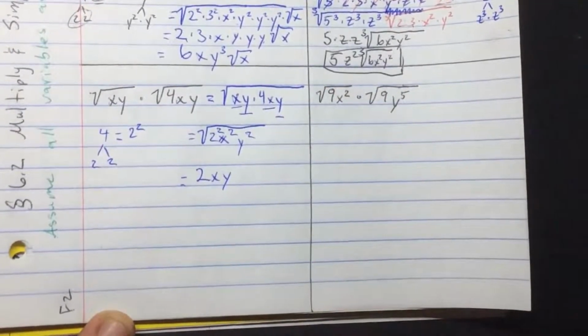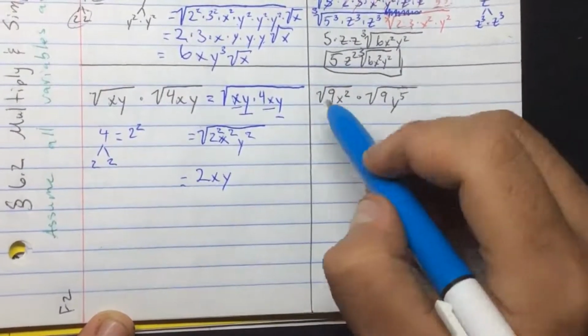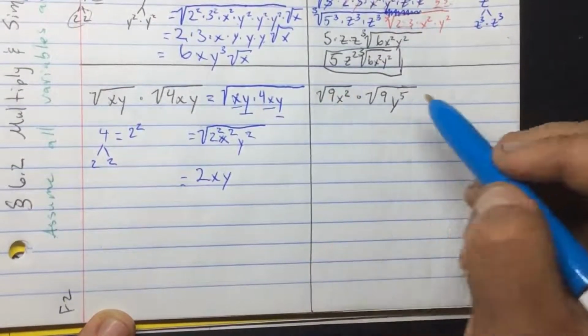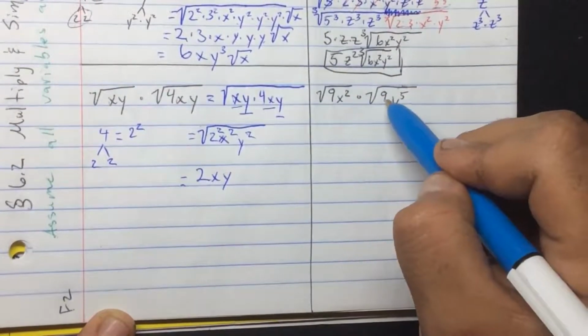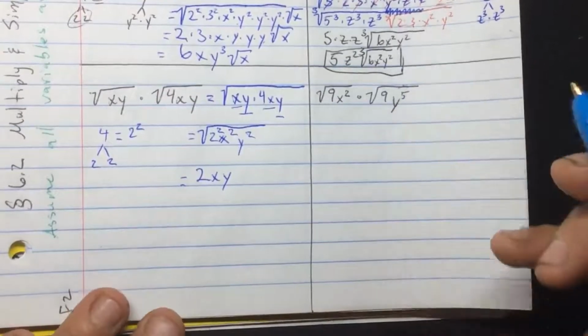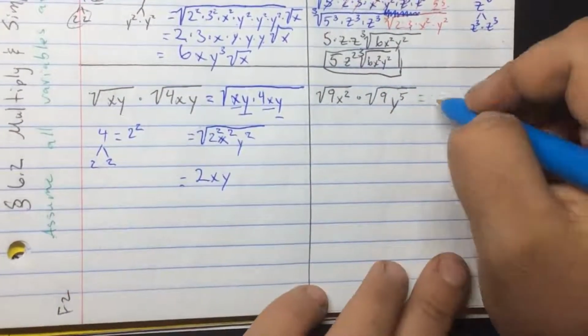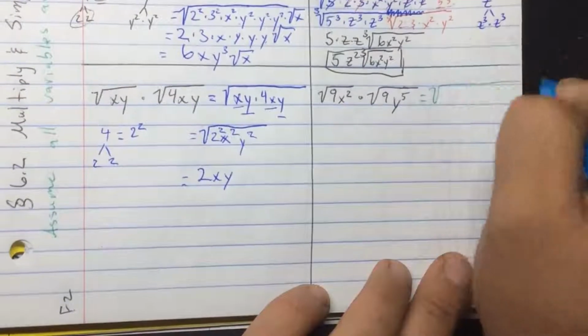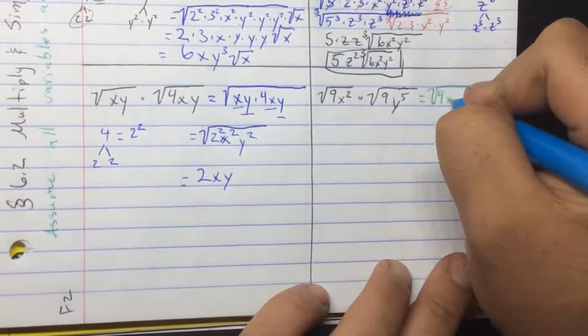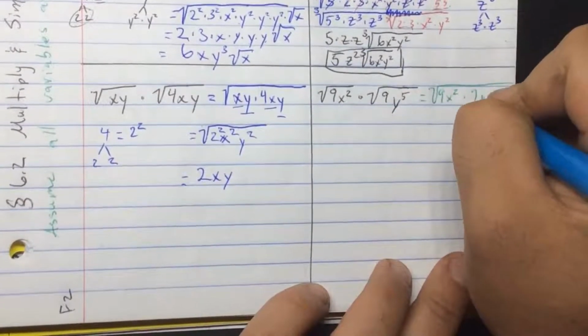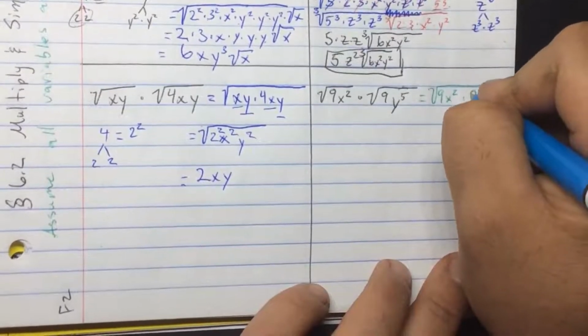Okay, move on to the next one here. We have the square root of 9x squared times the square root of 9y to the 5th. We're going to go ahead and rewrite everything together. So we're going to do 9x squared times 9y to the 5th.